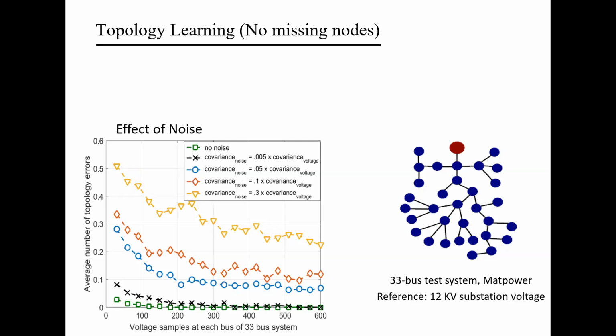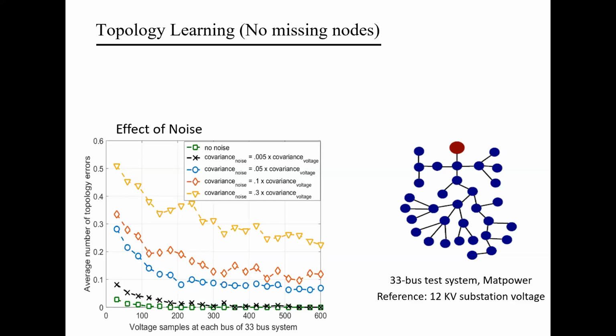And as expected, you can see when the noise covariance increases, the performance goes down. But then again, even this can be theoretically analyzed, as you have done in papers, where you say what is the maximum amount of noise that the system can tolerate, which depends on different parameters of the system, such as the impedance values and the nodal injection statistics.